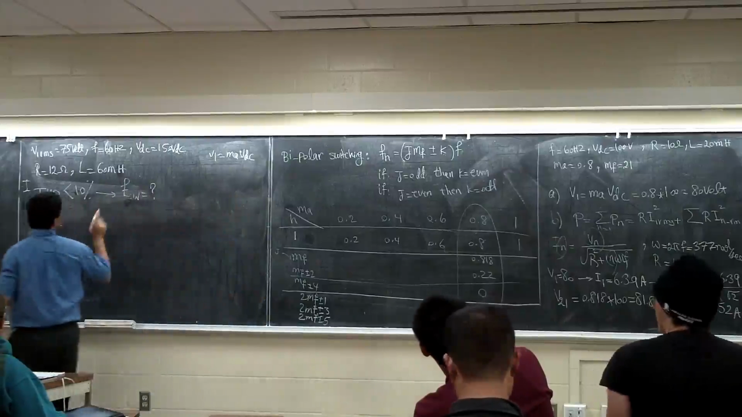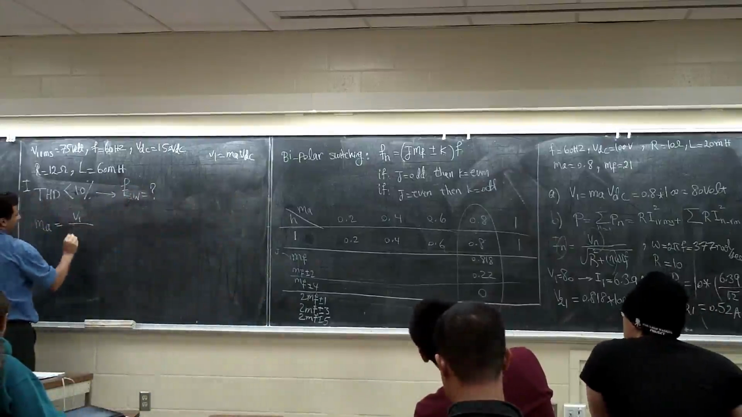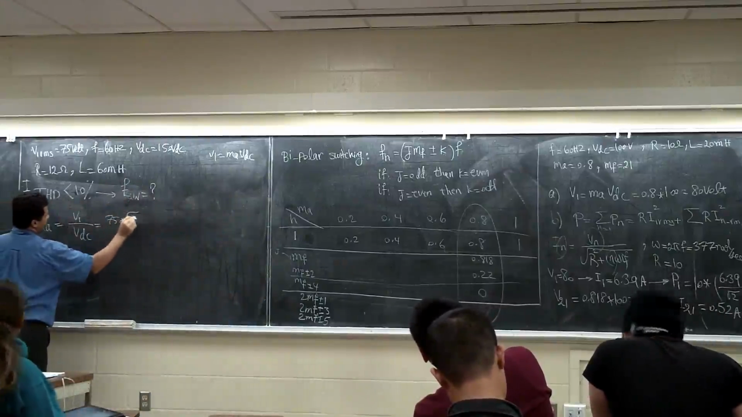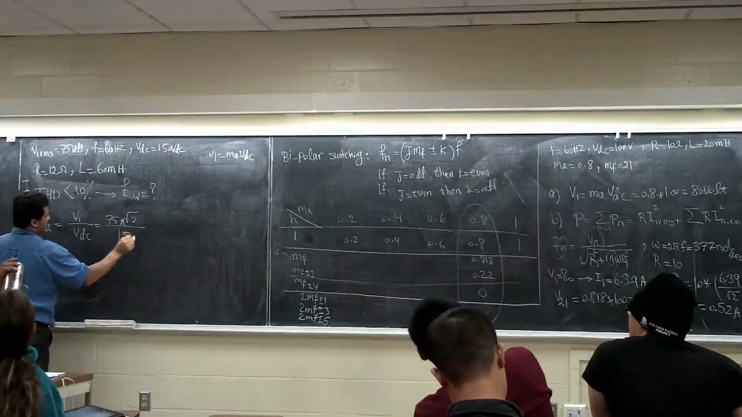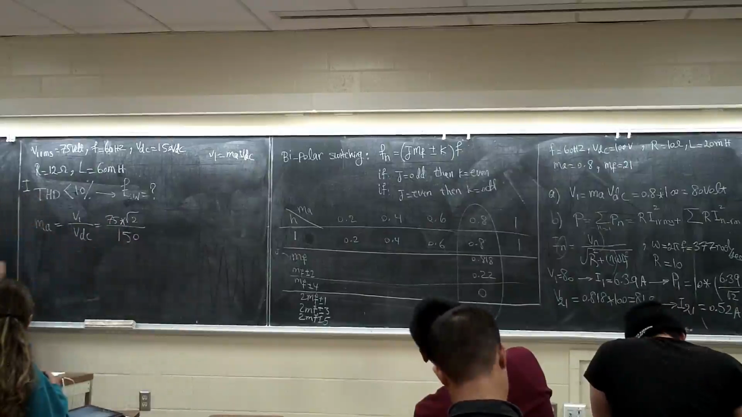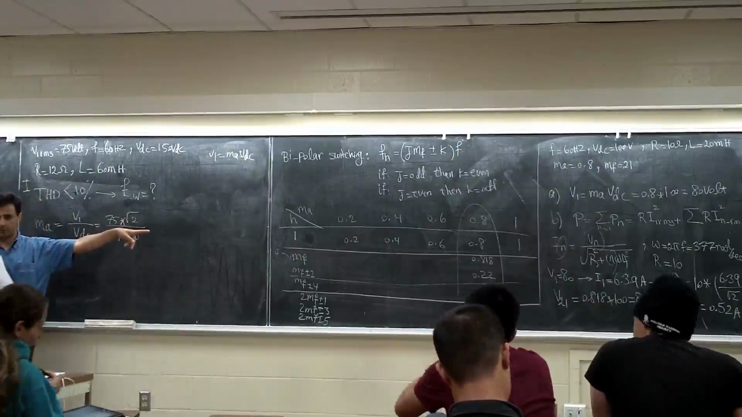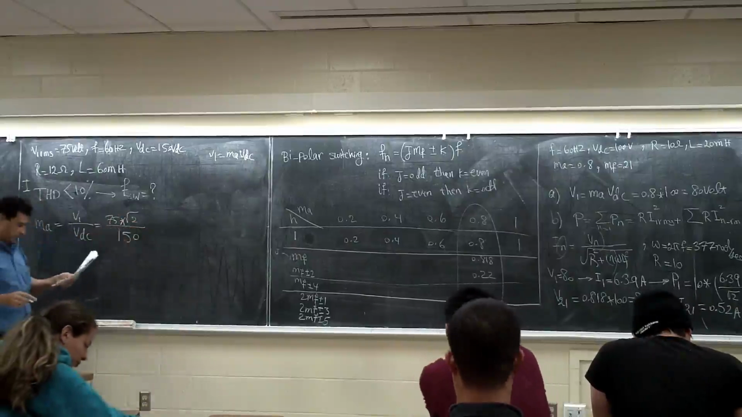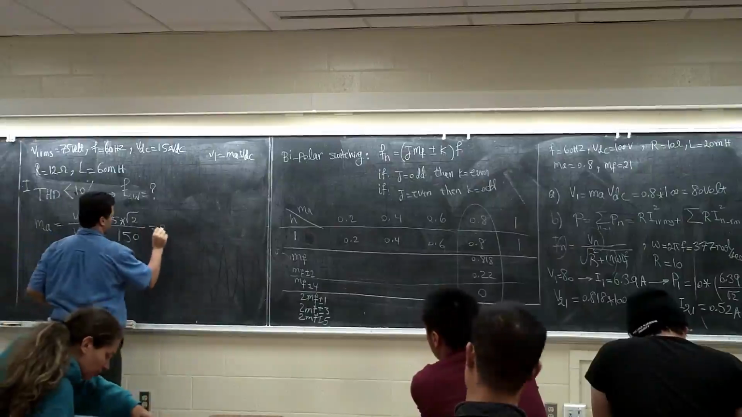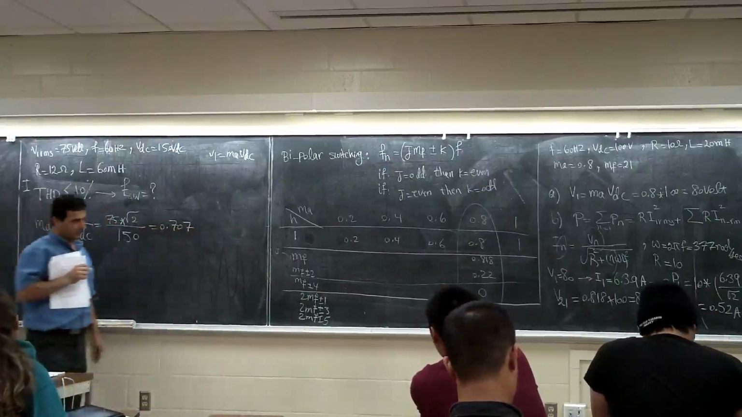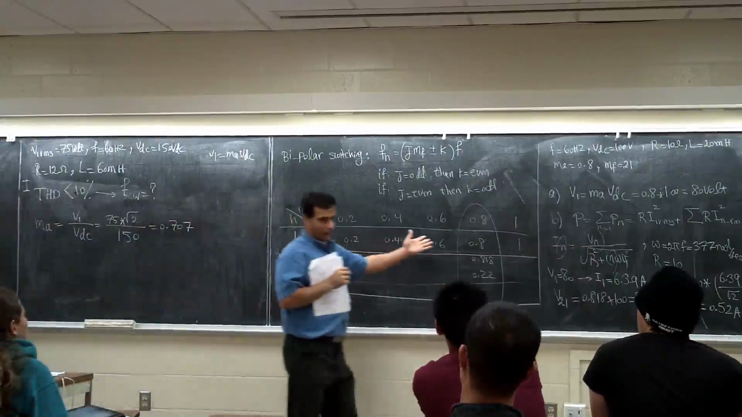So MA is V1 over VDC. How much is the V1? If this one is more than 1, I cannot use that table. If it's more than 1, I cannot use that table. Be careful. But it's not. It's 0.7. So we don't have that one here, right?